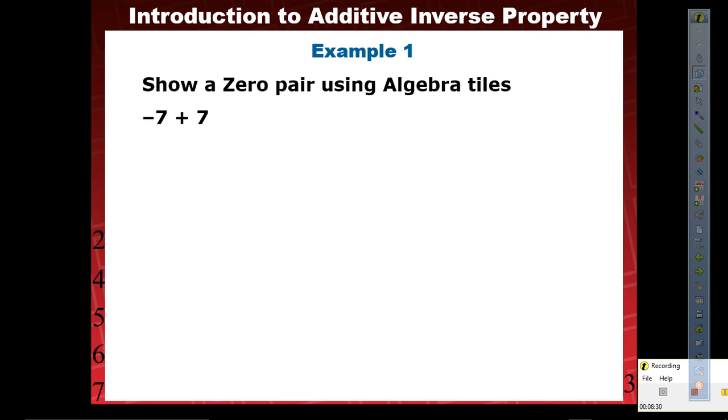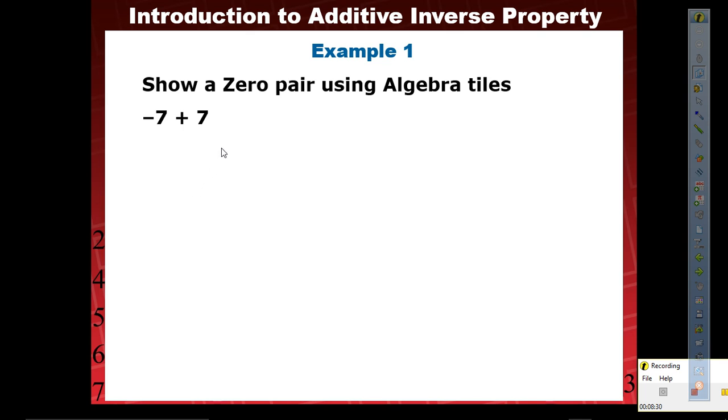But I am going to show you on the video how to draw your tiles once you have them. So that's 7 negatives. Underneath those 7 negatives, you're going to put the next number, which is 7 positive. So 1, 2, 3, 4, 5, 6, and 7. All right.